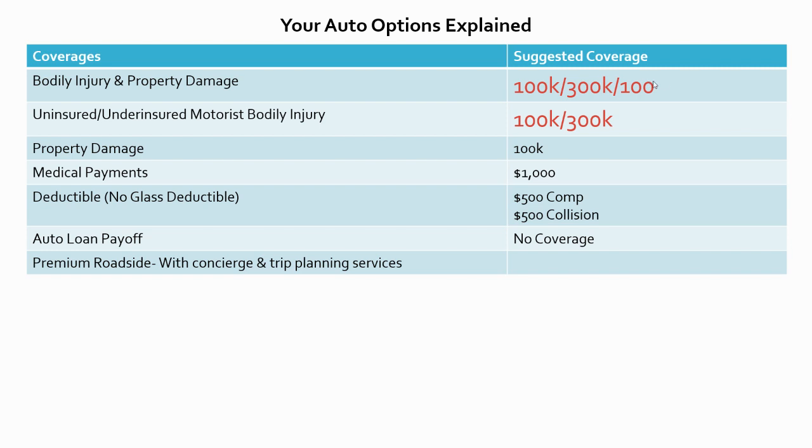And then let's say you have two cars totaled in that accident and each were $50,000 claims, you would have enough coverage for your auto claims as far as damages.